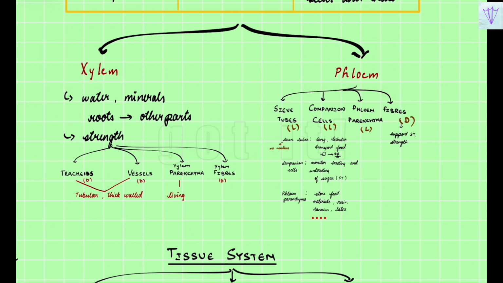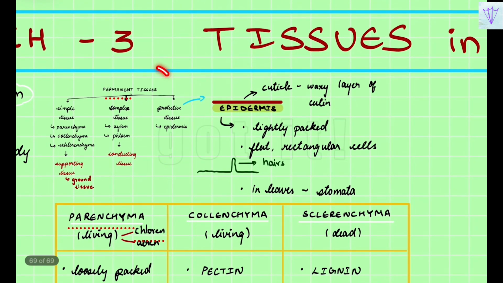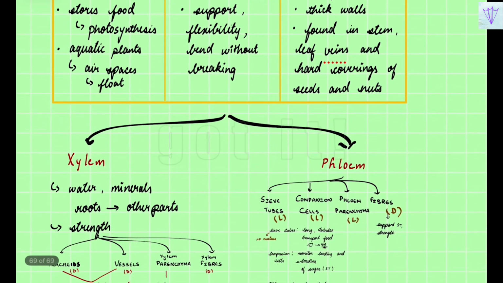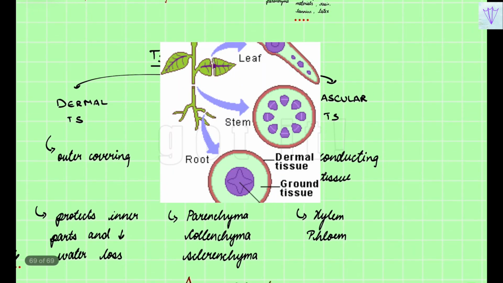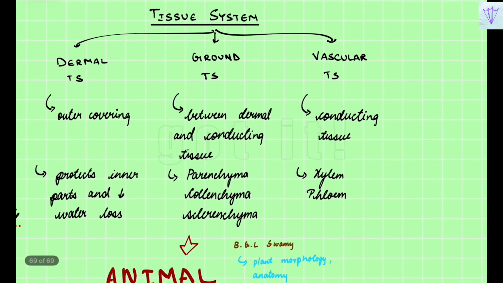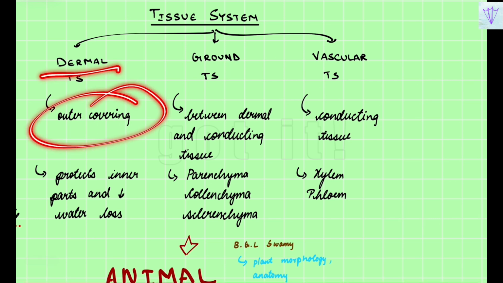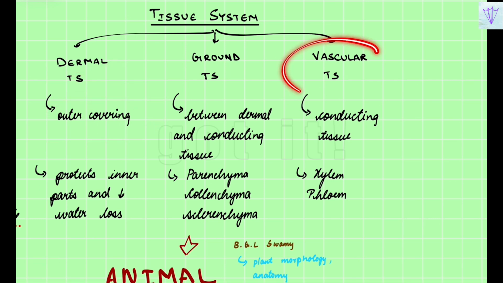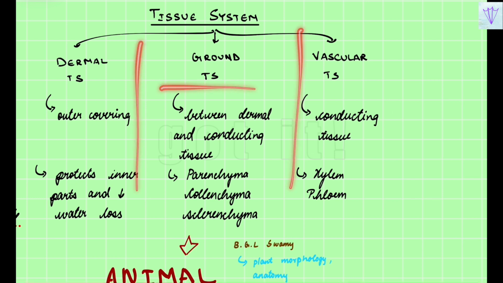Apart from all the things we have learned here, that is the permanent tissues and the meristematic tissues, we have various kinds of tissue systems, that is the dermal tissue system, ground tissue system, and vascular tissue system. The dermal tissue system is the outer covering, while the vascular is the conducting tissue. In between these two is the ground tissue.